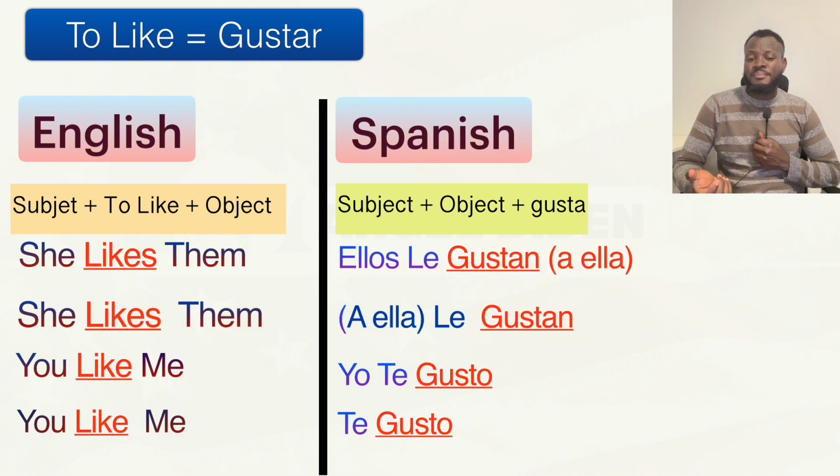Let's review it. She likes them. Ellos le gustan a ella. She likes them. Le gustan. You like me. Yo te gusto. You like me. Te gusto. Simple as that. Let's continue.